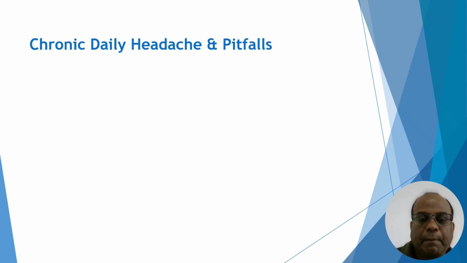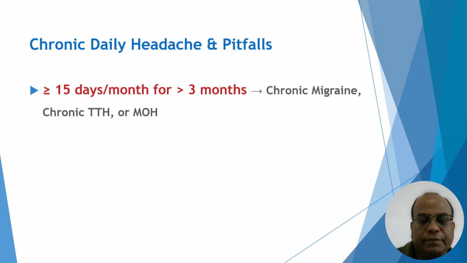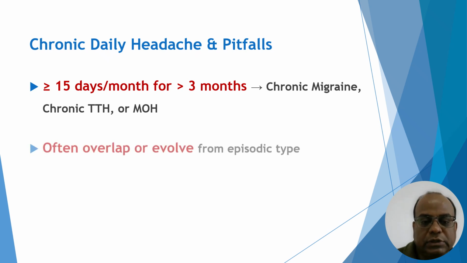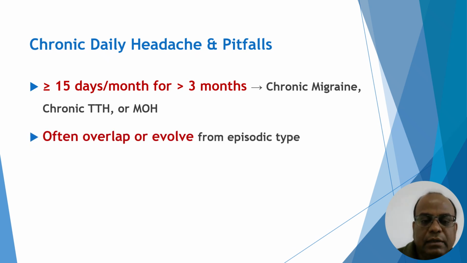Now, some pitfalls in management of certain chronic daily headaches. Headache more than 15 days per month for more than 3 months: always think about chronic migraine, chronic tension type headache, or medication overuse headache. And these conditions might overlap. Overlapping or evolving from episodic type to chronic daily headache is not uncommon.